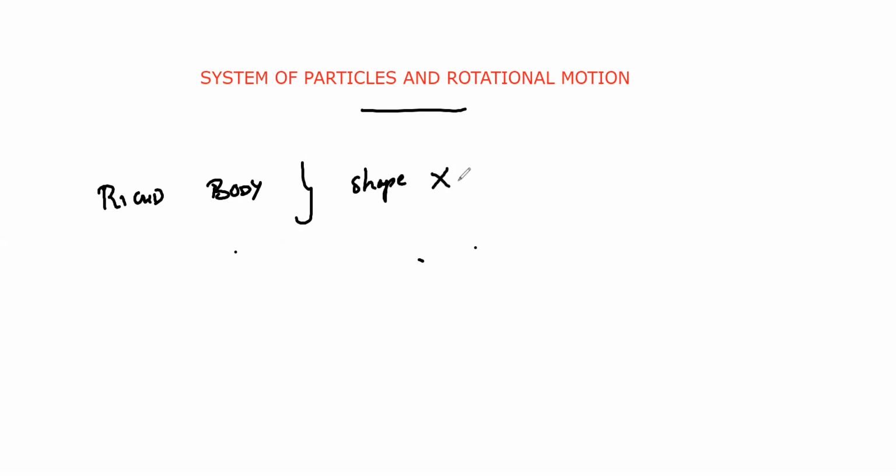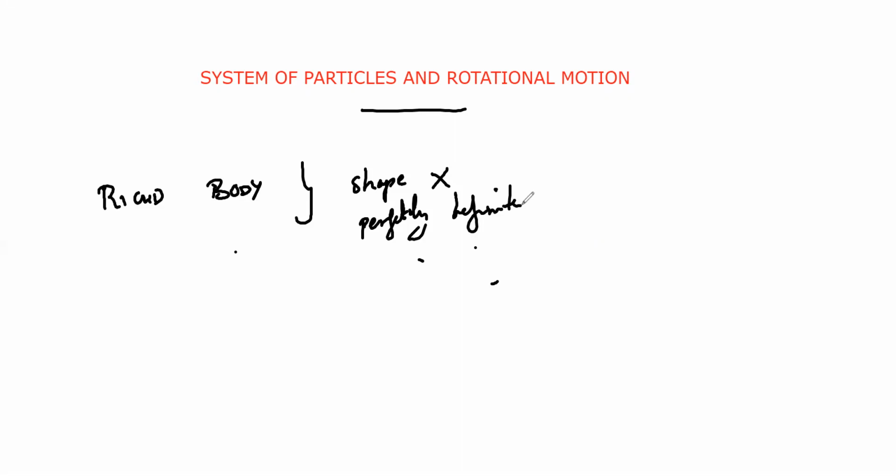So, system of particles and rotational motion. But before going to this, we should first understand what a rigid body is. A rigid body is a body whose shape doesn't change. It has a perfectly definite shape.